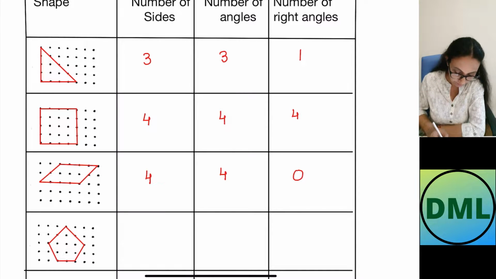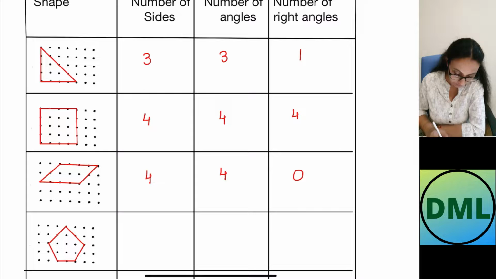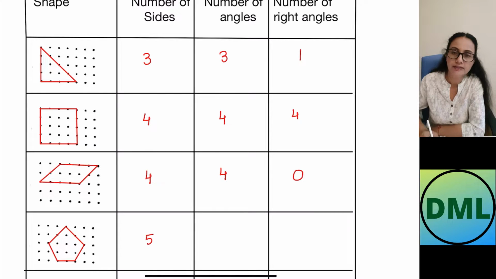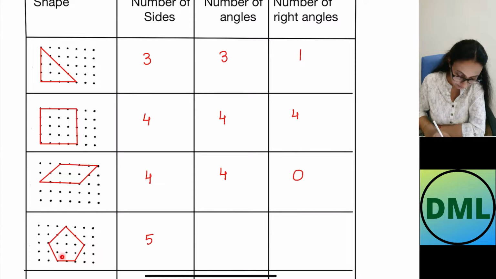Let's see our next shape. This is our shape. How many sides do we have? 5, right? 1, 2, 3, 4, 5. Let's write down the value here. Can you calculate the number of angles? How many angles do we have? 5, right? 1, 2, 3, 4 and 5 angles we have. Let's write down the value here.